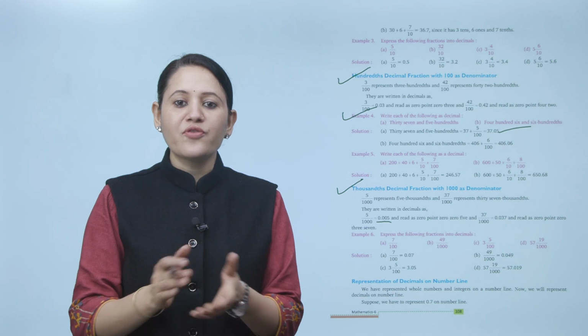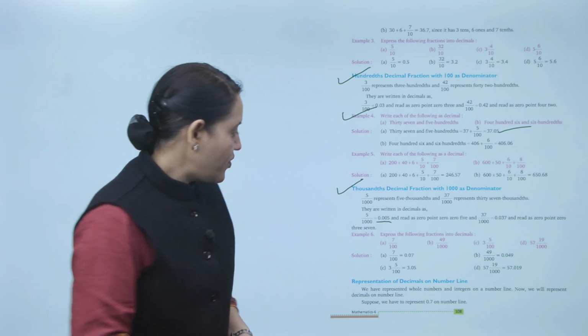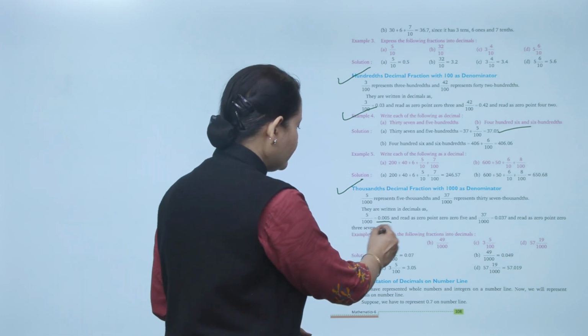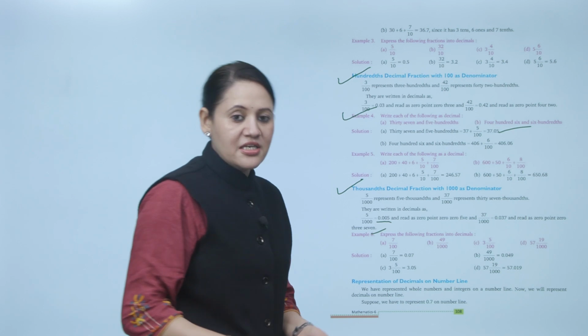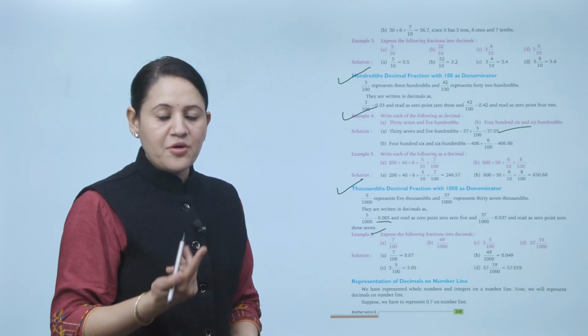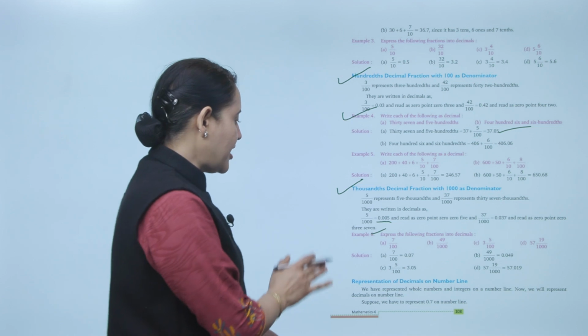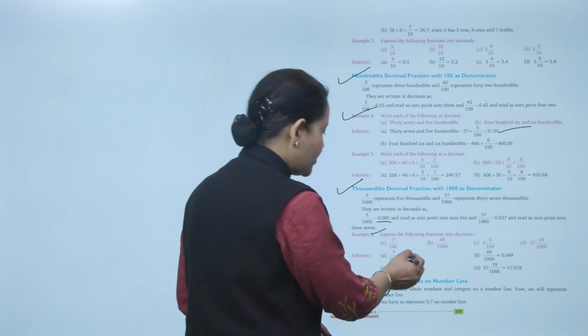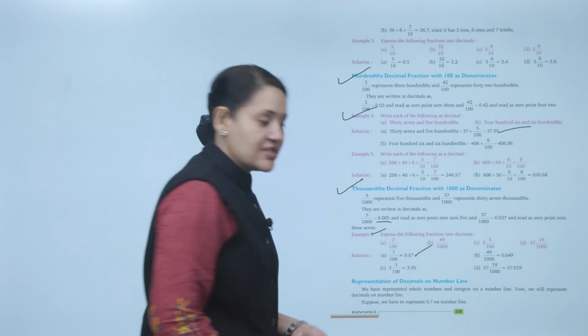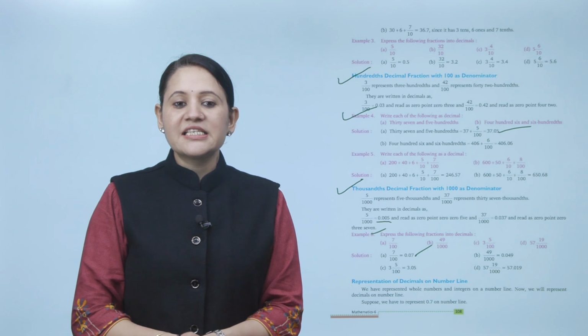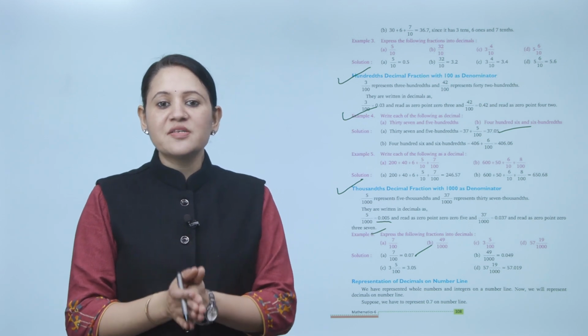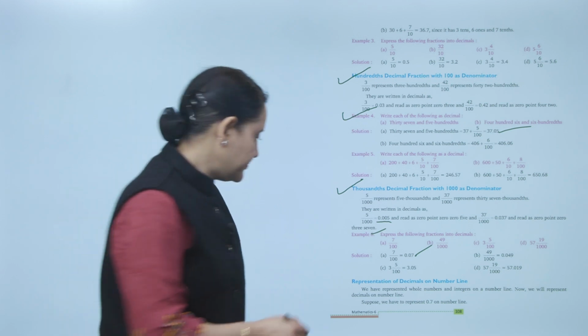Express the following fractions as decimals. So first one is 7 upon 100. There are 2 zeros in the denominator. So start from the right hand side. Put the decimal after 2 digits. So that is equal to 0.07. Clear?